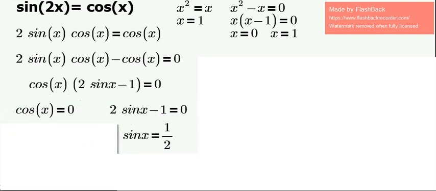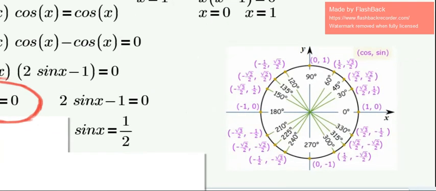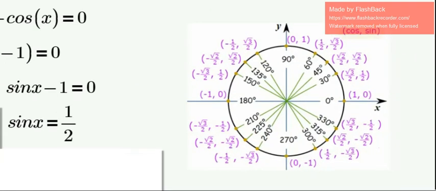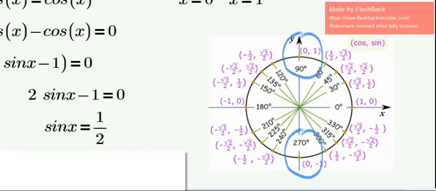So let's think about places where cosine equals 0. Going back to our unit circle, cosine is the x-coordinate. The first place where the x-coordinate is 0 is at 90 degrees. It's also 0 at the bottom of the circle, which is 270 degrees. So we'll have 90 degrees and 270 degrees as our solutions for the first part.